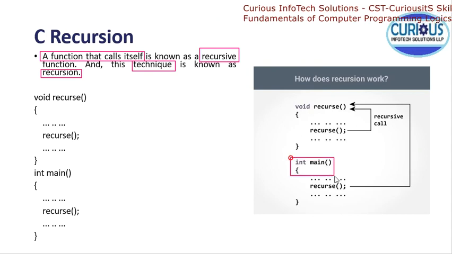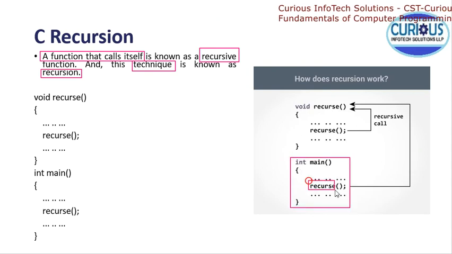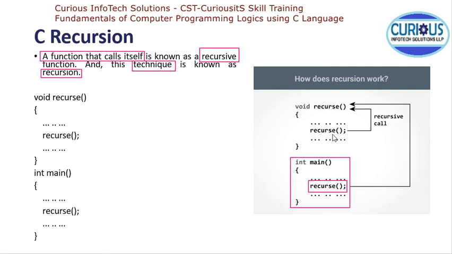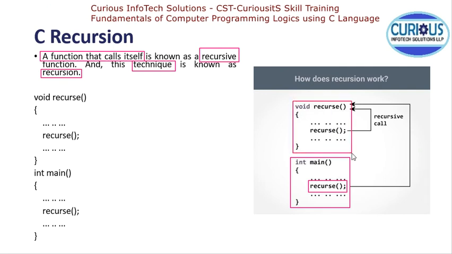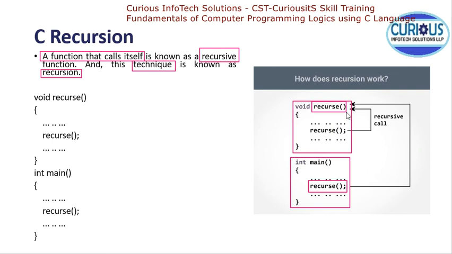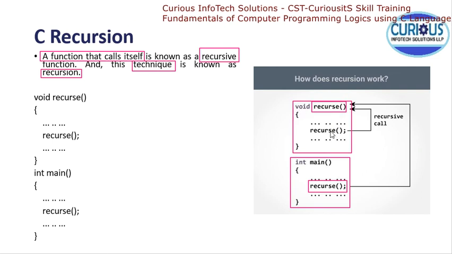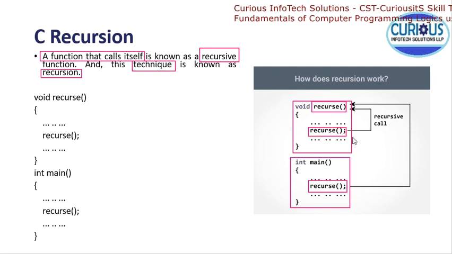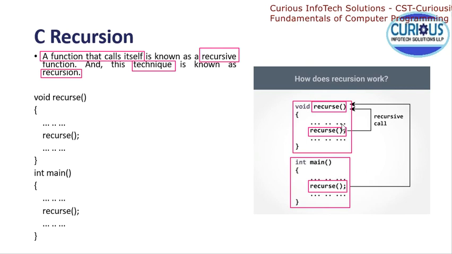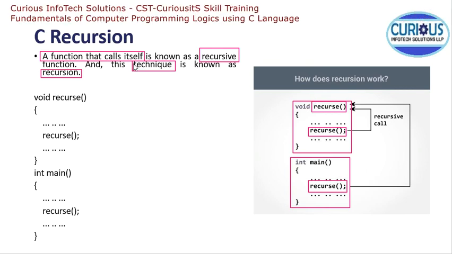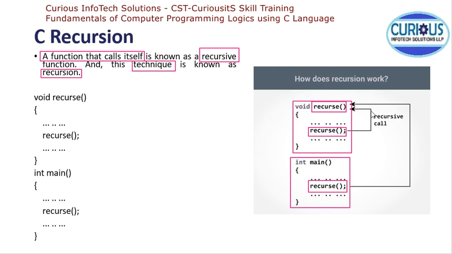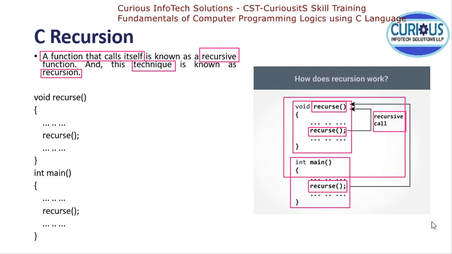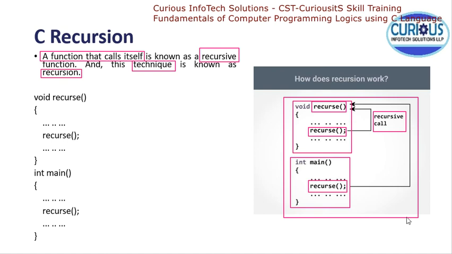Now see, this is your main program. In the main program, you are calling the sub program recurse. So we have a sub program in which recurse is there. As soon as this is called, this sub function will execute. But in this function, again you have written recurse. It means you are calling itself, and this is a recursive calling. This complete technique is known as recursion.